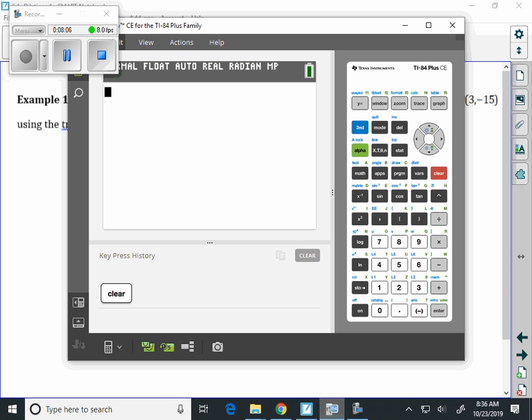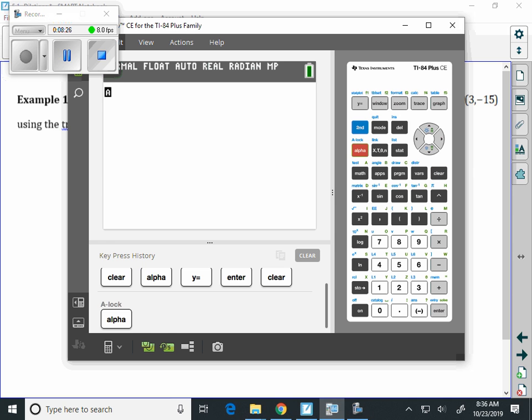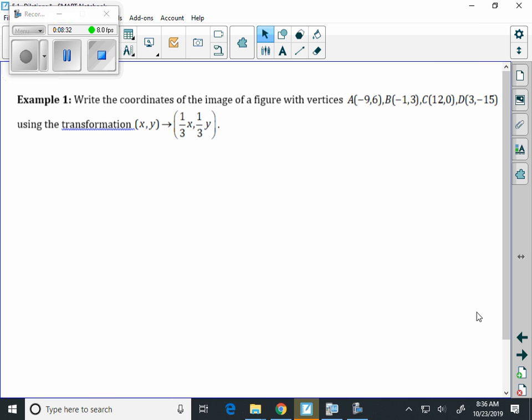If you are using a modern graphing calculator, the fraction button is at alpha, y equals, enter. Desmos will be provided on the screen during the test. But if you're using, again, the graphing calculator, it's alpha, y equals, enter. That will give you the fraction button.